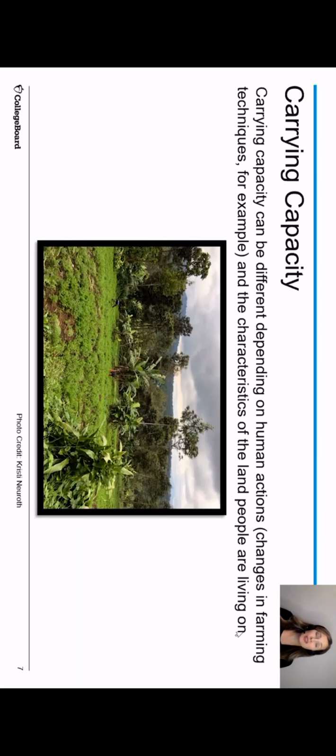And the picture here that you see is taken in Tanzania, where the farmers are practicing a more sustainable form of agriculture, where they are not overusing the resources. It's farming that takes place without a lot of chemicals, so that they are treating the world and their environment in a sustainable way so that their population does not exceed the carrying capacity of their area.